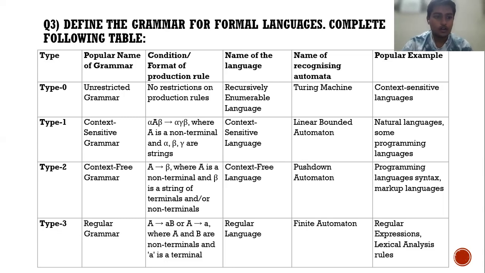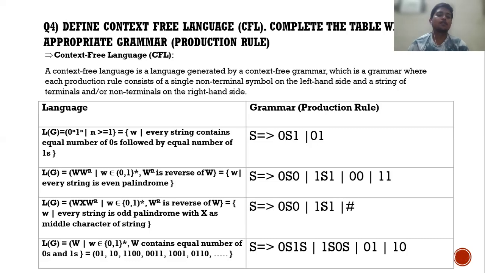Let's jump to the next question, which is question number 4. Define the context-free language CFL and complete the following table with the appropriate grammar. Here is the definition of CFL: a context-free language is a language generated by a context-free grammar, which is a grammar where each production rule consists of a single non-terminal symbol on the left-hand side, and a string of terminals and/or non-terminals on the right-hand side.